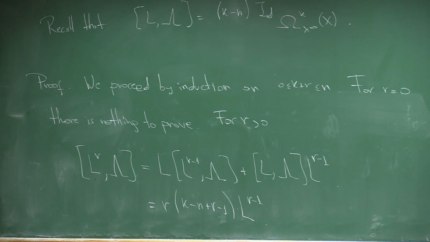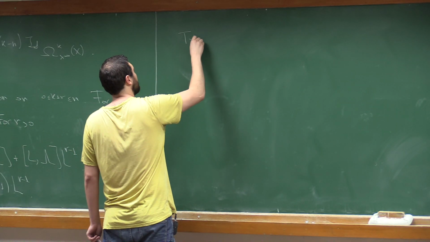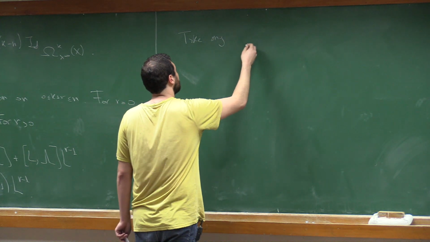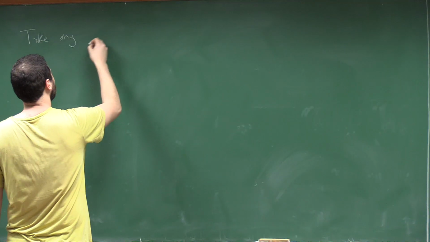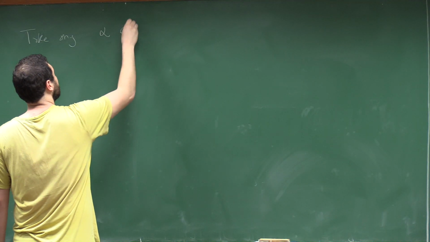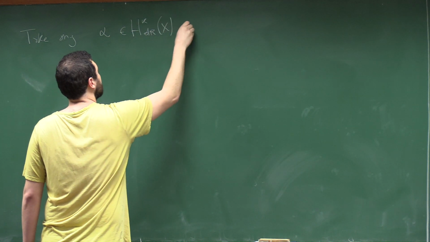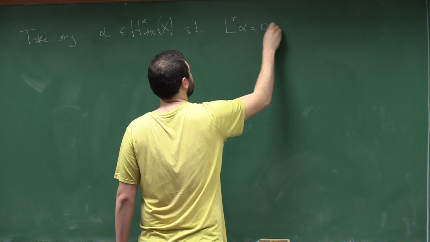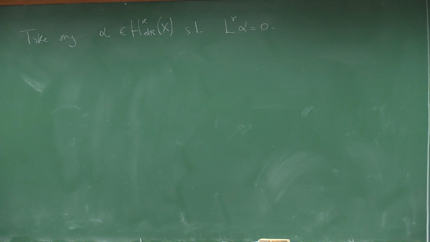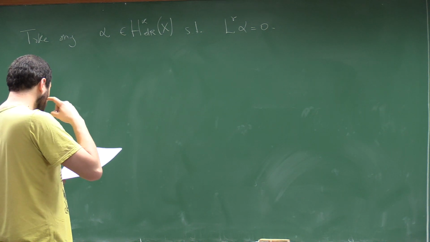So now using this, consider any alpha such that LR of alpha is equal to 0. They want to prove that it's 0. Okay. So who is this?